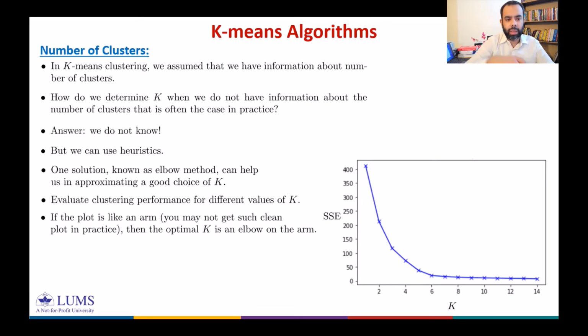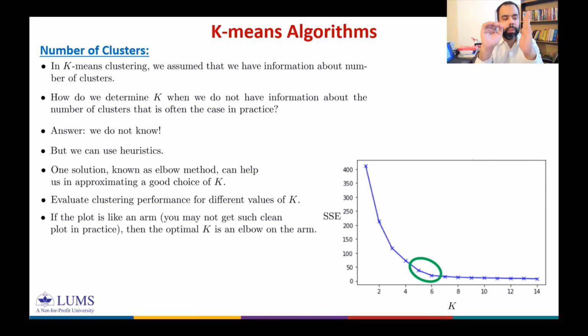So if the plot is like an arm, something like this, the elbow, around the elbow is the optimal value of K. So here you can say either 5 or 6 is the optimal choice of K. Okay. So this is the elbow method.